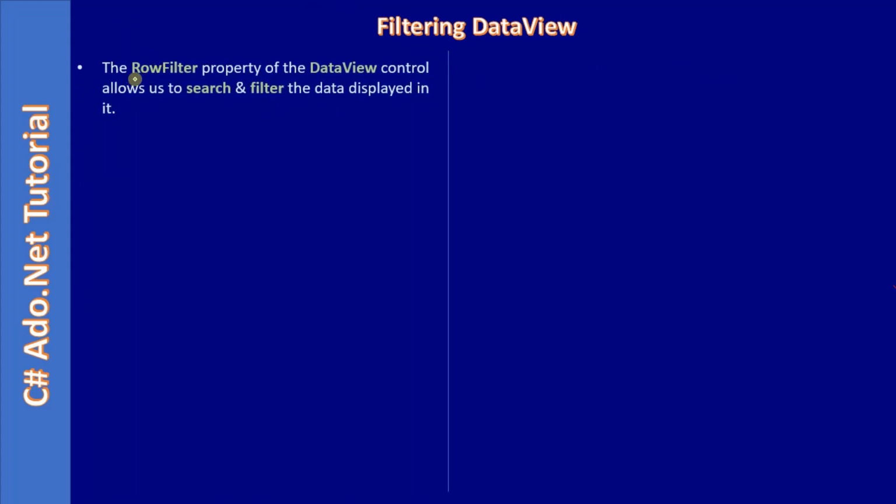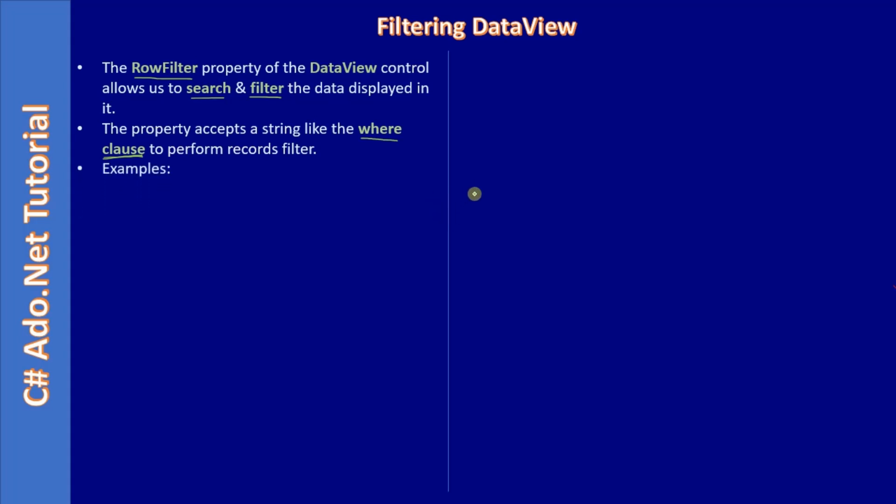So what we have to know is the RowFilter property. The RowFilter property of the DataView control allows us to search and filter the data displayed in it. So to perform search as well as filter, we can make use of the RowFilter property. The property accepts a string like the where clause. So in SQL query, we will be using the where clause, right? The same way, you can specify a complex string that performs RowFilter as well as a search.